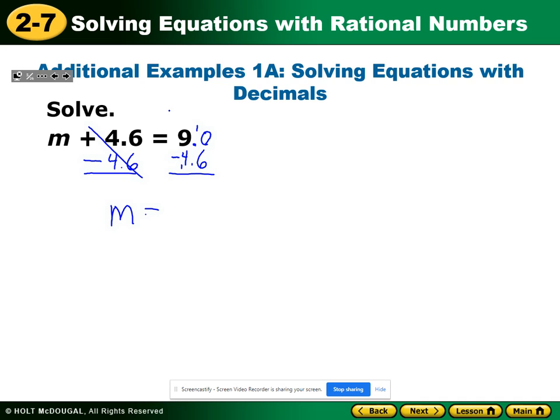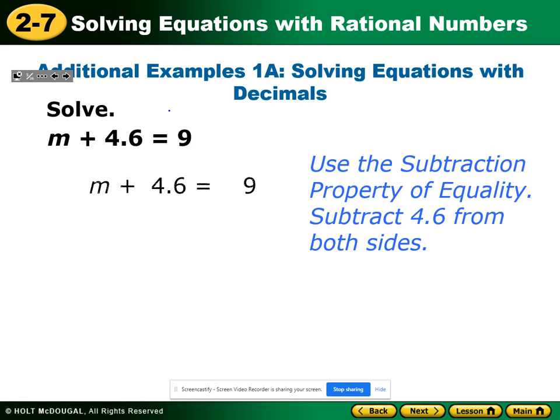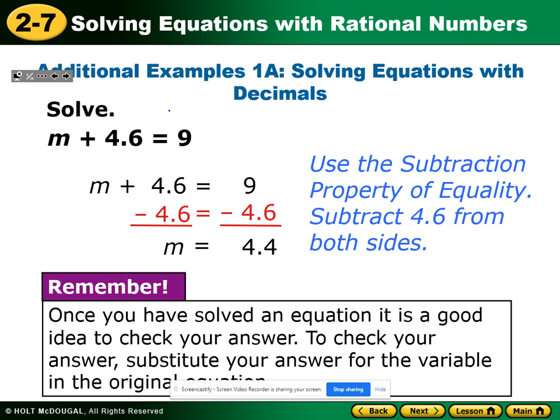Borrow, borrow. 10 minus 6 is 4. 9 minus 5 is 4. We have M equals 4.4. And then 4.4 plus 4.6, that does equal 9. Skiddly-doo. All right, let's check it and make sure that works out. All right. Wow, they got the same thing. You have solved the equation.